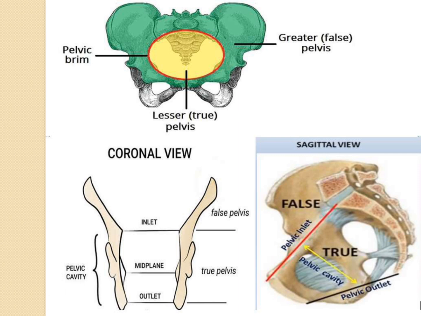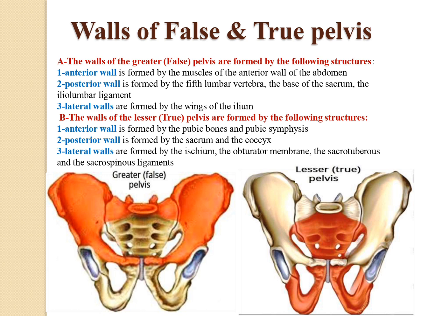Sagittal view also explains the division of bony pelvis into false pelvis and true pelvis by pelvic inlet, and also explains the division of true pelvis into pelvic inlet, pelvic cavity, and pelvic outlet. Now I will explain walls of false pelvis and true pelvis.